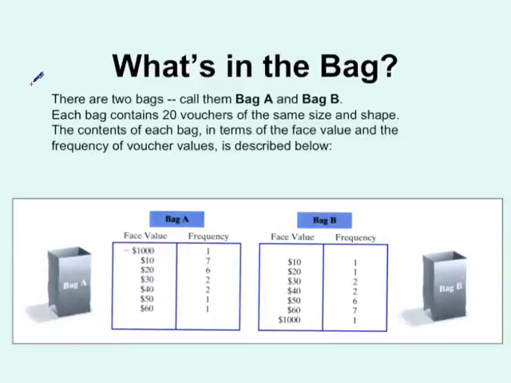All right, so we're given the situation where there are two bags, we call them Bag A and Bag B, and each bag contains 20 vouchers of the same size and shape. The contents of each bag in terms of the face value and the frequency of the voucher values is described below. So what we're given here are two frequency tables, a frequency table here for bag A and another frequency table here for bag B.